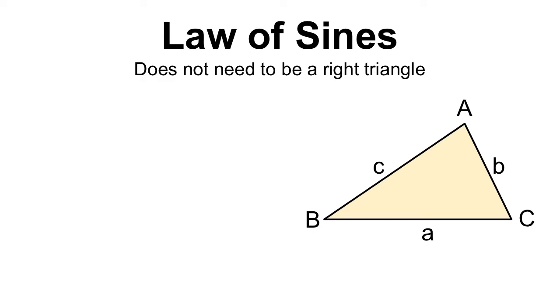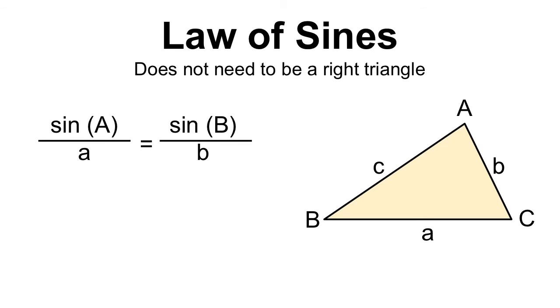So unlike SOHCAHTOA where you need a right triangle, law of sines will work whether you have a right triangle or not. The equation for law of sines is a proportion that looks like this. So you've got the sine of angle A over side length A equals the sine of angle B over side length B. And something that's important to know when you're setting this up is that angle A and side length A are always opposite from each other. Side length B and angle B are also opposite from each other, so they're across the triangle from each other.